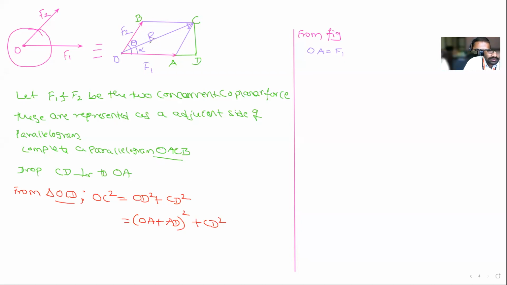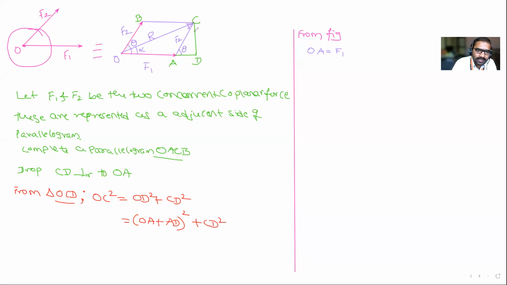Or you consider this one. So I want to calculate this value, the AD value. So how do we find the AD value? What is this one? And what is this one? If this is F2, then what about this one? This is also F2. This F2 is making an angle, how much? This is theta.